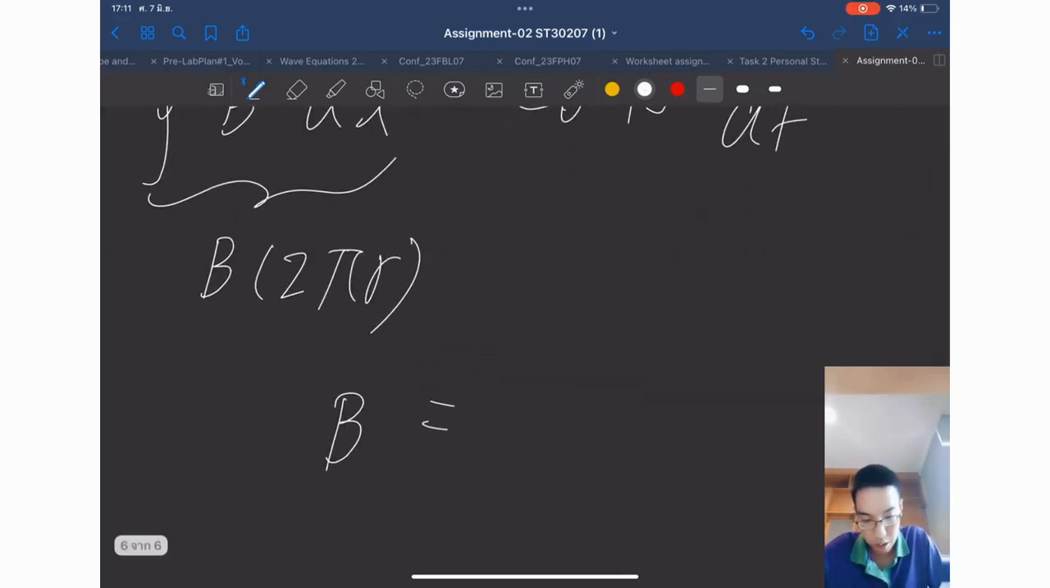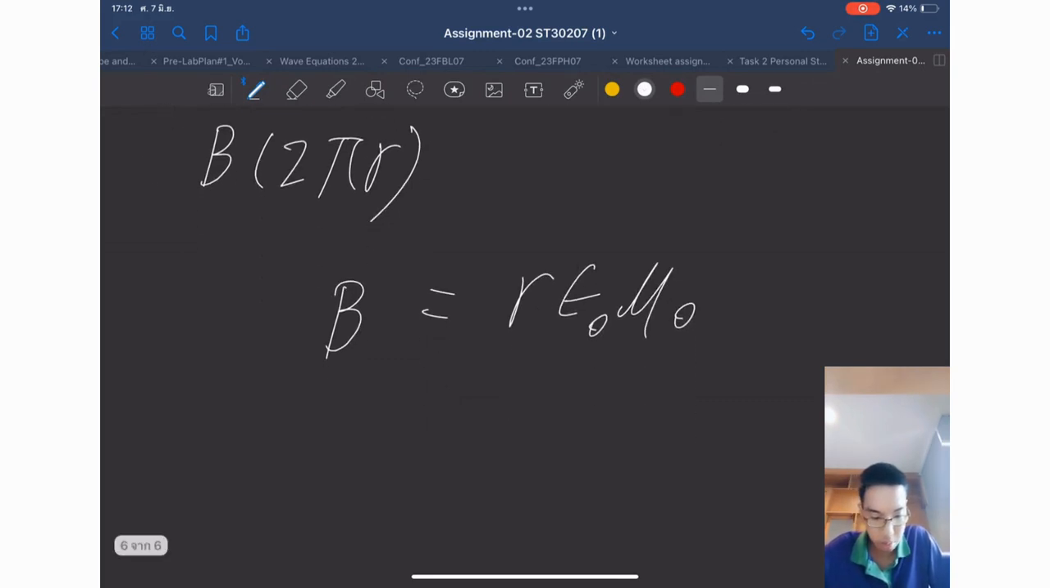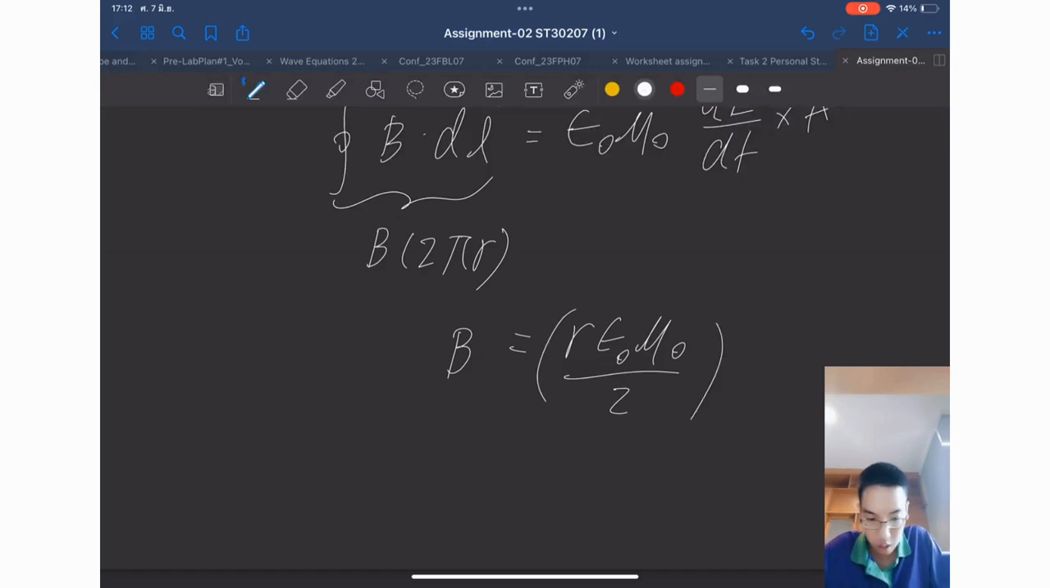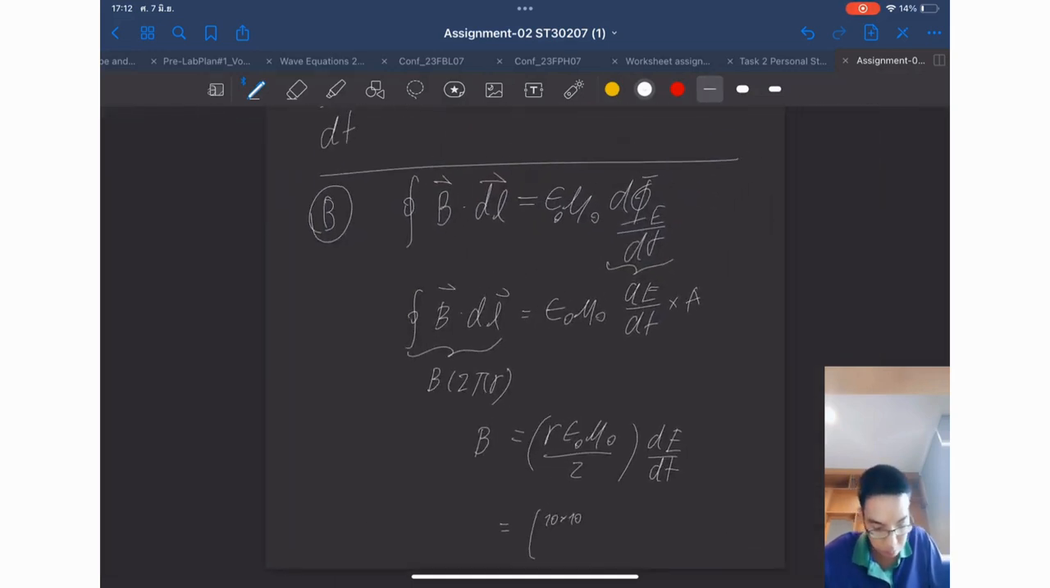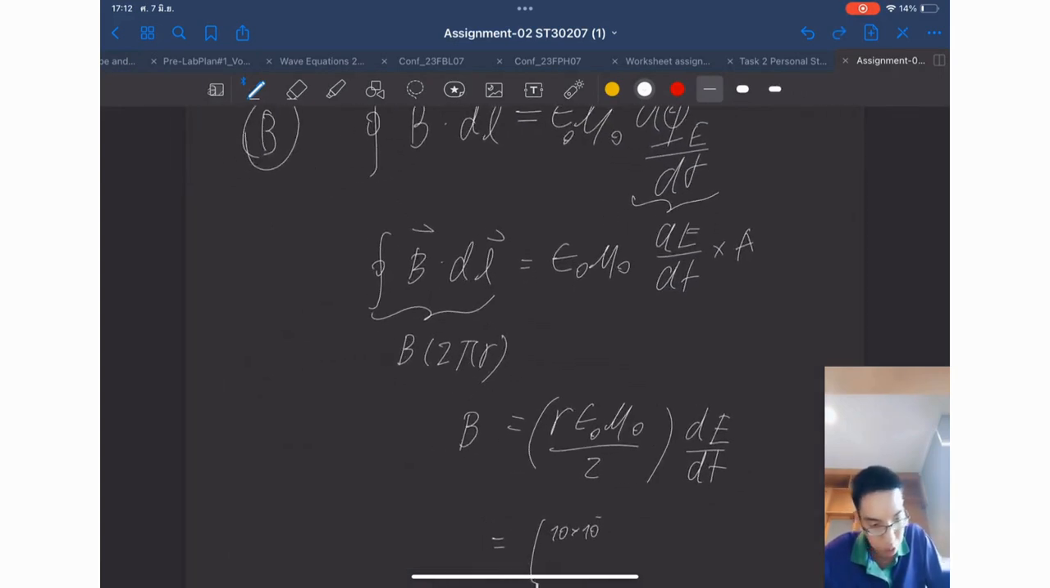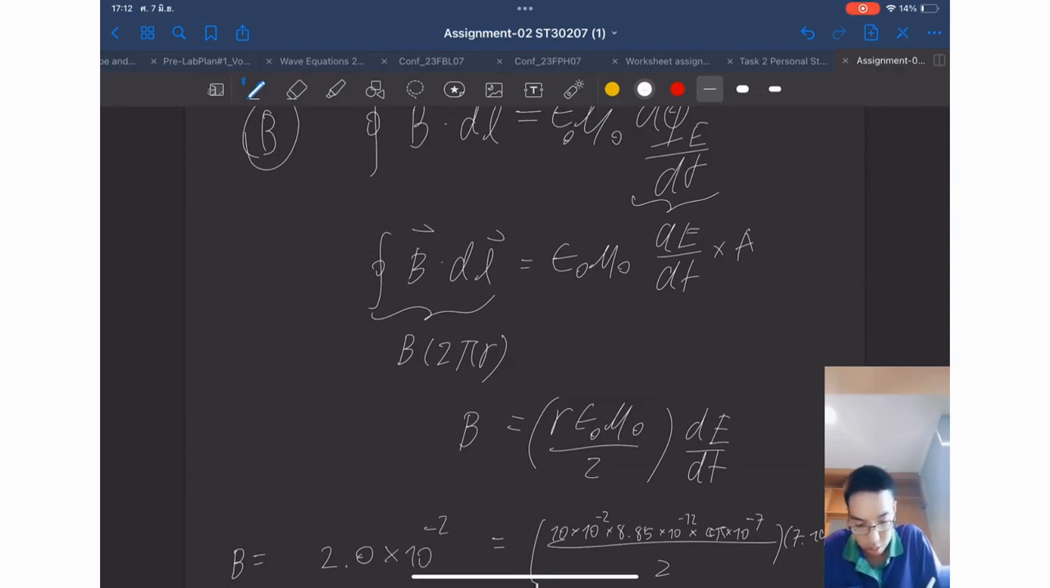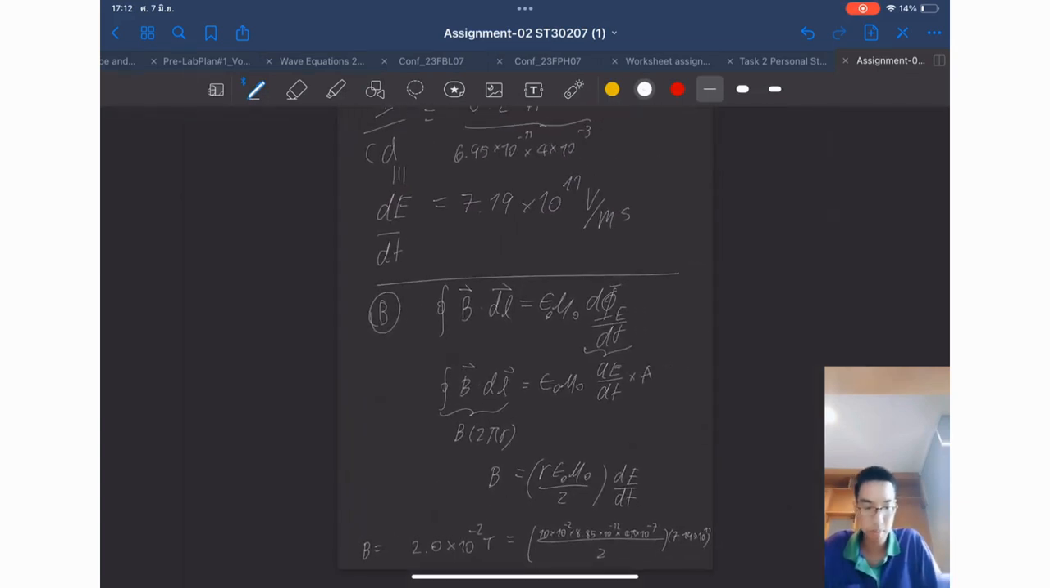We get B equal to r epsilon naught mu naught over 2 times dE by dt, equal to 10 to the power minus 2 multiplied by 8.85 times 10 to the power minus 12 multiplied by 4 pi times 10 to the power minus 7 over 2, and now we have got B equal to 2.0 times 10 to the power minus 2 Tesla. That's all for this question.